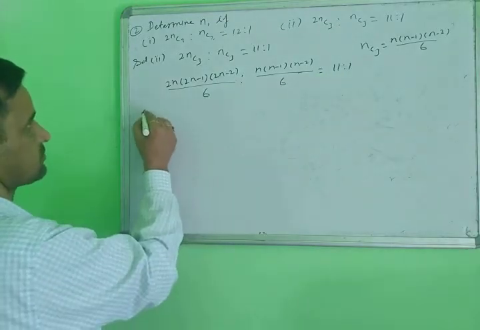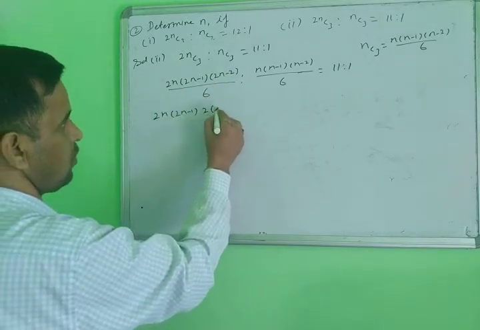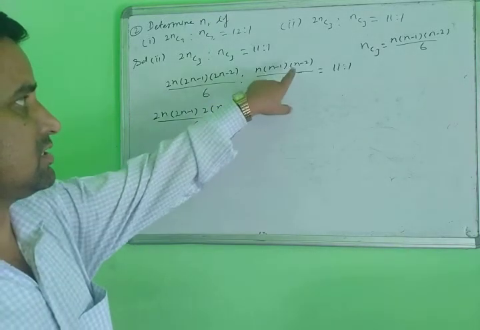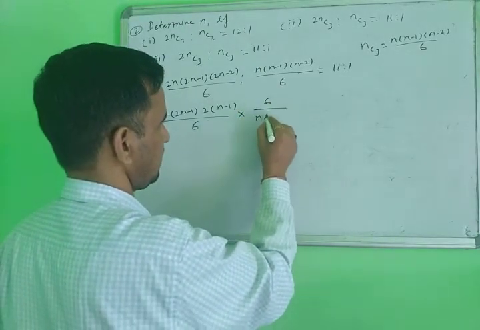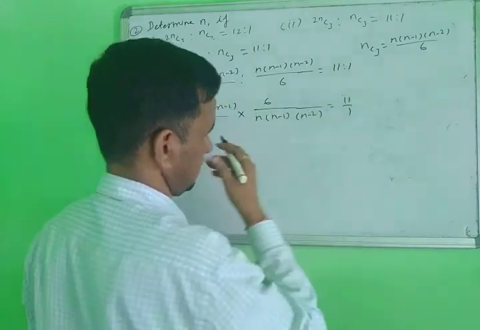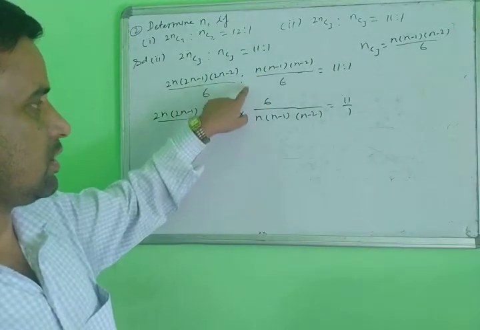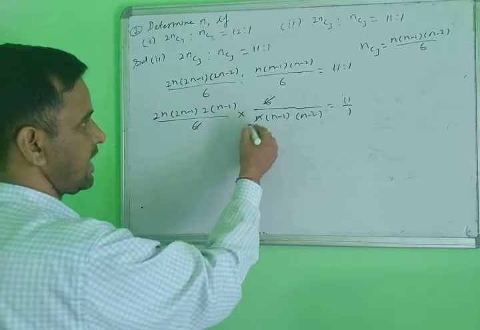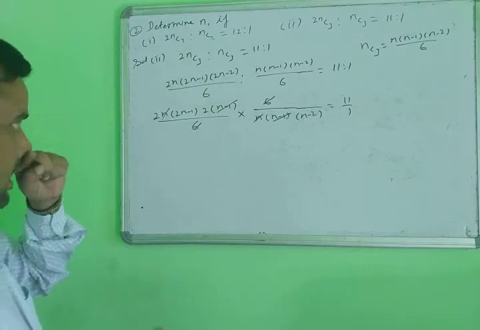Now 2n minus 1, taking 2 common here, 2 and (n minus 1) upon 6. Then when you convert the ratio, it is converted into multiplication: 6 upon (n minus 1)(n minus 2) times 11 upon 1. So the ratio is converted into multiplication form, using the reciprocal. The 6 will be cancelled, n will be cancelled, and n minus 1 and n minus 1 also cancelled. What is left?